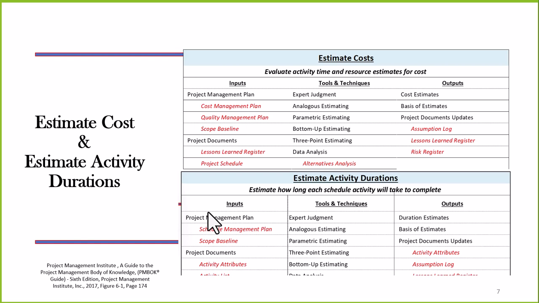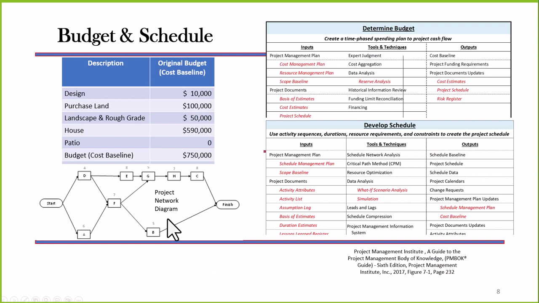Then we estimate activity durations, which is a part of our schedule. Our duration estimates, along with the project network diagram, which gives us the sequence, and the activity list, those are the things that we will use then to help us create our project schedule. And of course, we will measure the schedule based on the baselines that we have established.